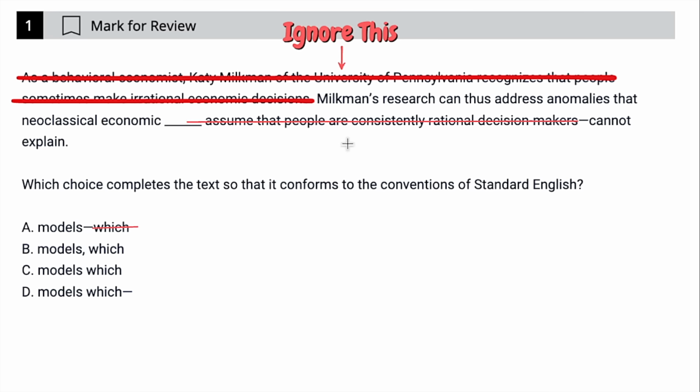Because reading it without this, we get Milkman's research can address anomalies that neoclassical economic models cannot explain. So basically all that stuff between the two dashes, answer choice A, by the way, is going to be non-essential information, which can be set off by two dashes. You could also set it off with two commas, but we don't have a comma ending and we're not allowed to mix and match. So choice B doesn't work. Choice C doesn't have any punctuation, and choice D has the dash in the wrong place.